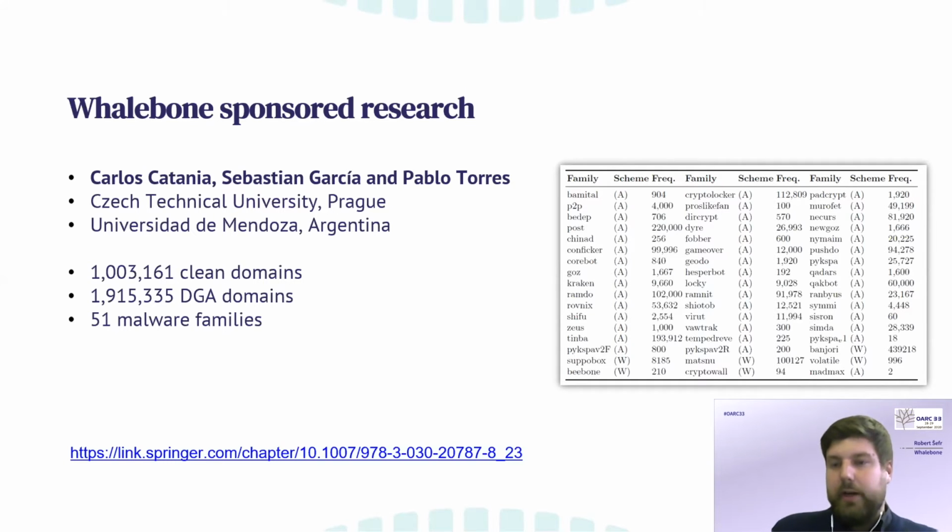So what we tried, we asked a university to hop on board for this research. It was led by Carlos Catania, Sebastian Garcia, and Pablo Torres, from Czech Technical University in Prague and Universidad de Mendoza from Argentina. And what they brought inside as a dataset with our help was over 1 million clean domains and almost 2 million DGA domains from 51 different malware families. You can see the list of the malware families on the right.